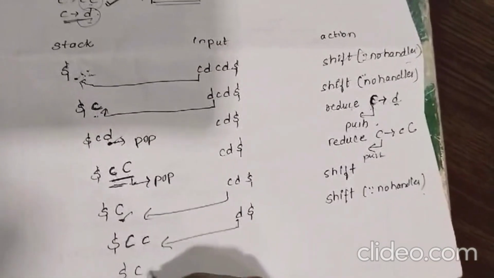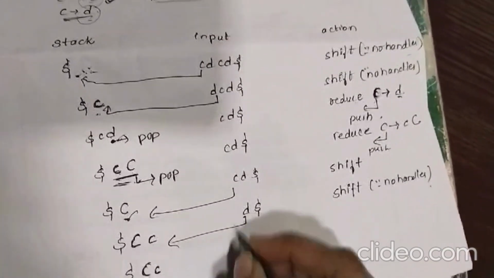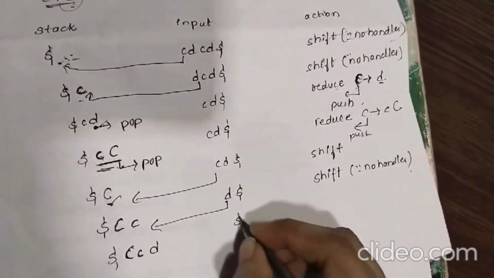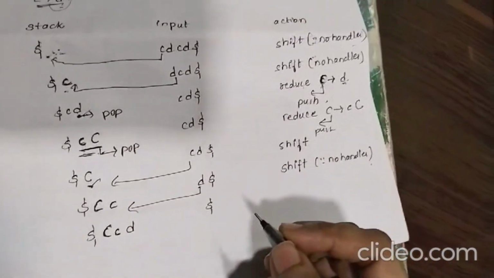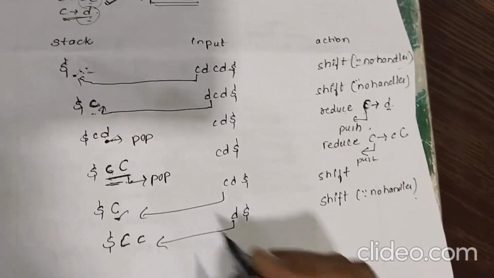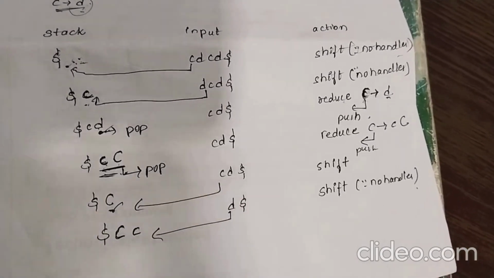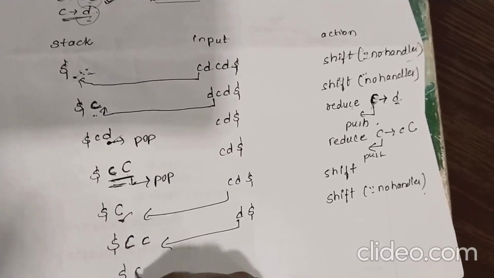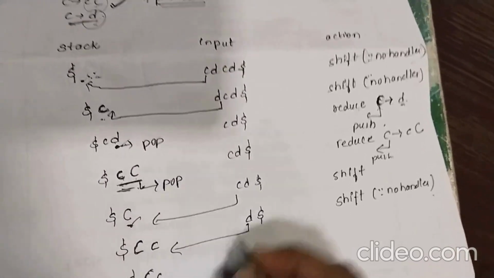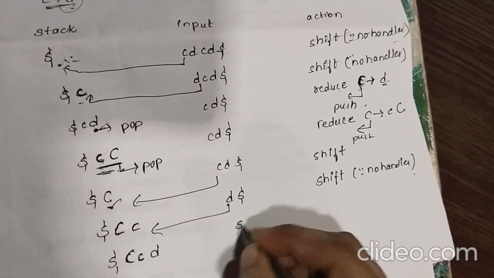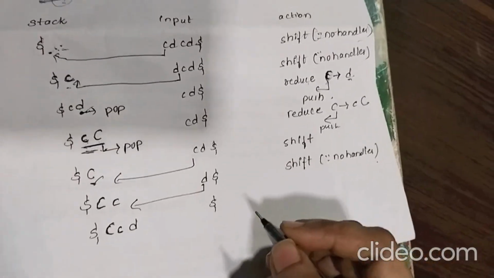We get small c, shifting this here. Dollar remained here. Okay. So simply shift this here. I get small c, shifting this here. Dollar remained here. Okay.